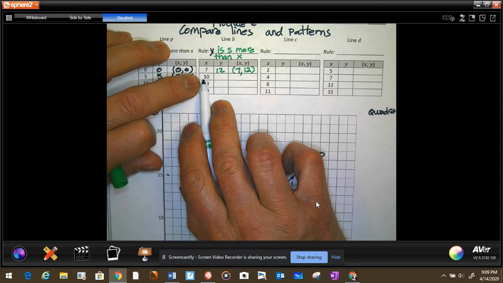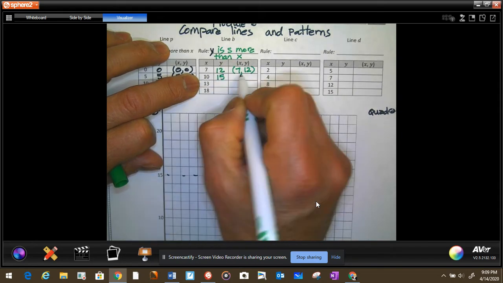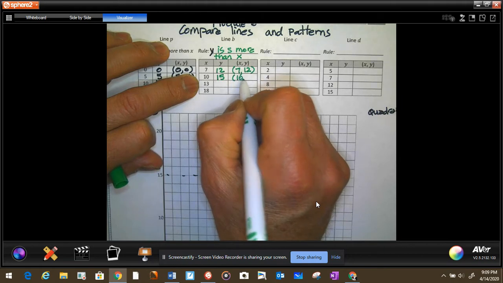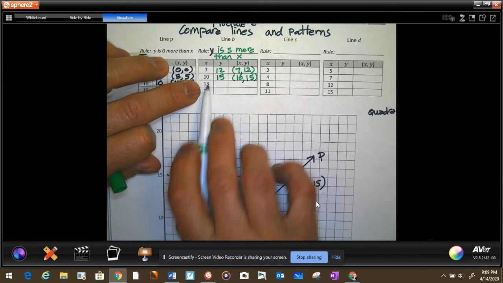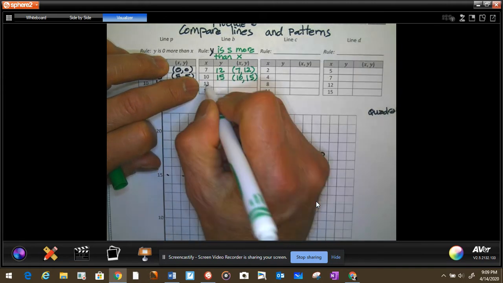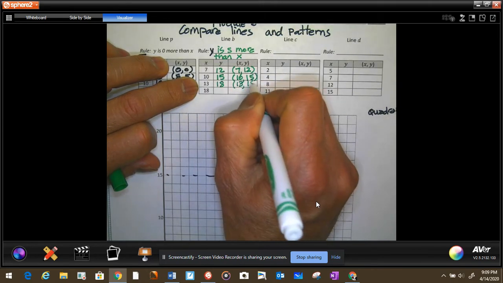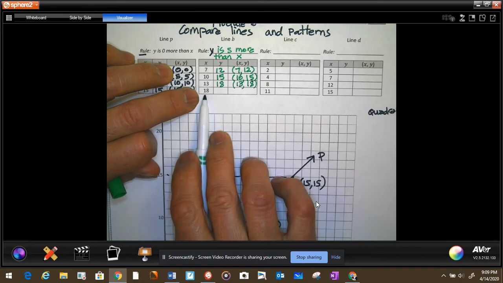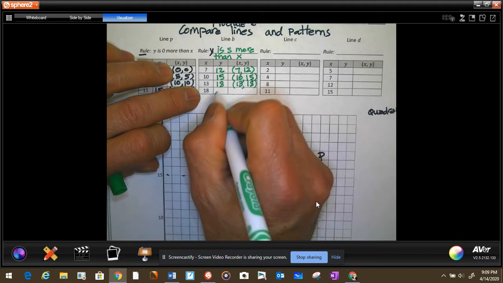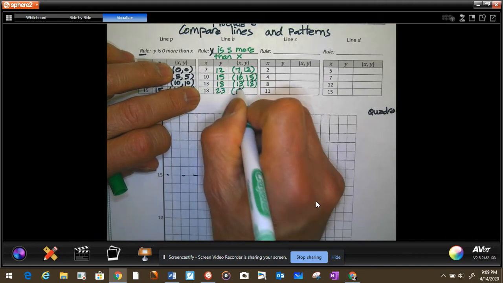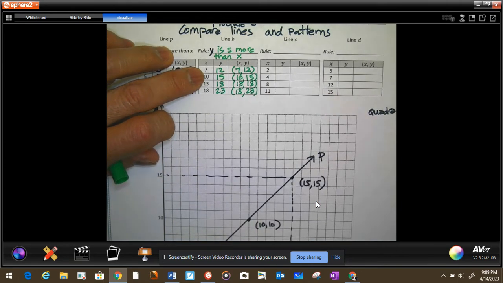If x is 10, then y has to be 5 more. So 10 plus 5 will be 15. That will be y. So x is 10 and y is 15. If 13 is x, then y has to be 5 more. So 13 plus 5 equals 18, and our coordinates are 13, 18. Our last coordinate is 18 plus 5 more. That will make it 23. So 18 and 23. Okay, let's plot those points on the coordinate plane.